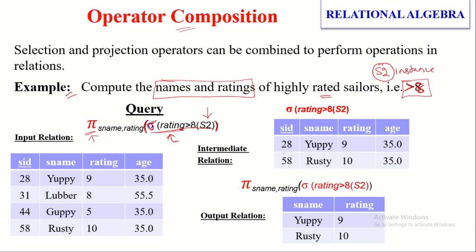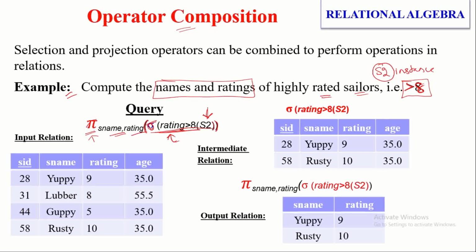Okay, so let us apply the selection operator and specify the condition. What is the condition? The rating value must be greater than 8. And what is the input table? S2 instance of sailor is the input table. Okay, so first this query will be evaluated and it will produce the intermediate table. After that, the projection operator and its attribute values will be also applied.